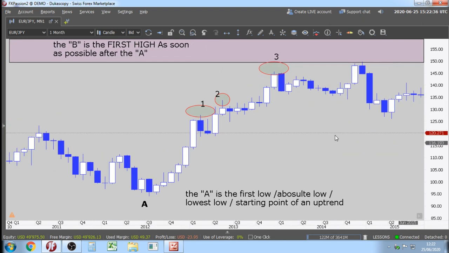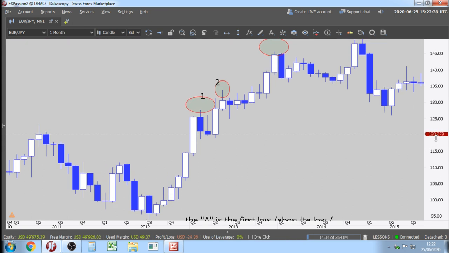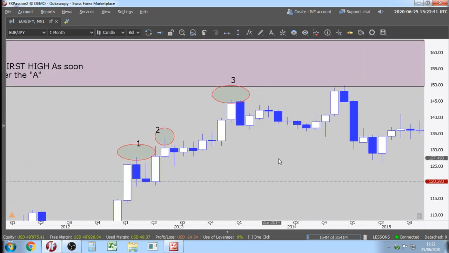Passion, I don't see the chart. Okay, let's zoom in.